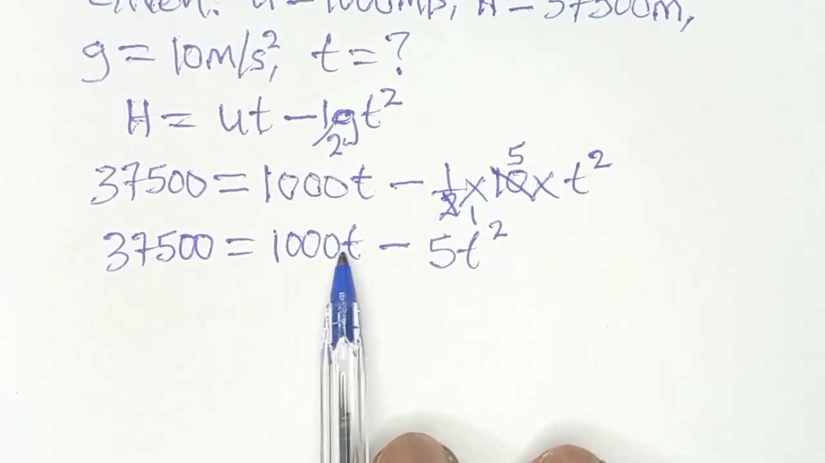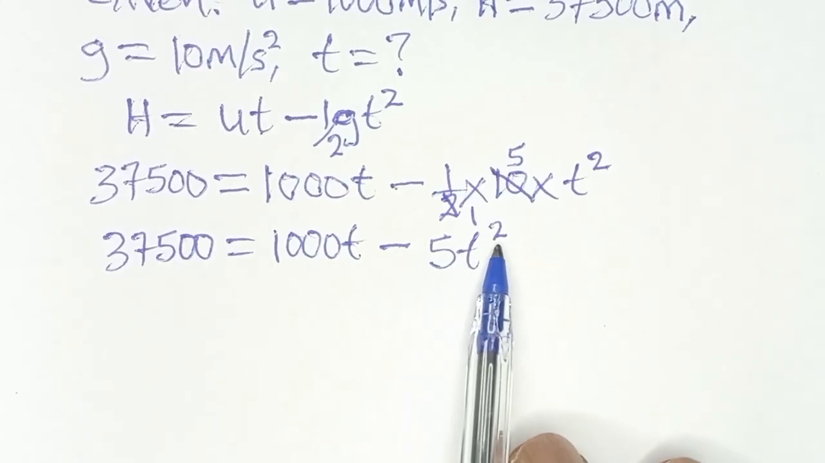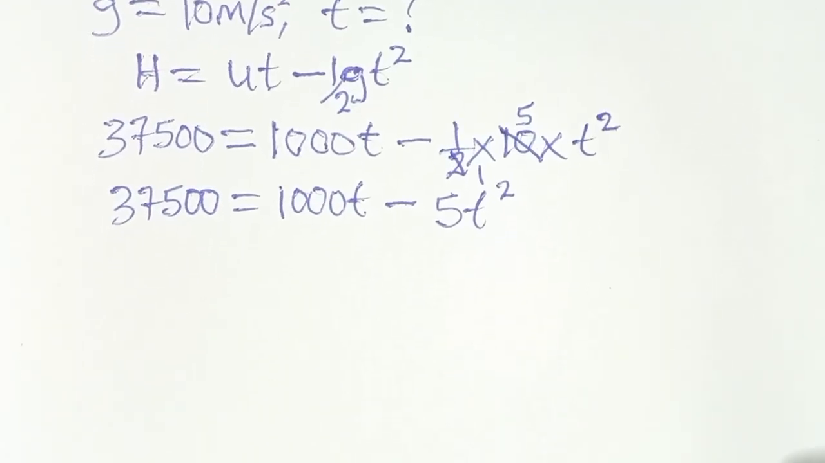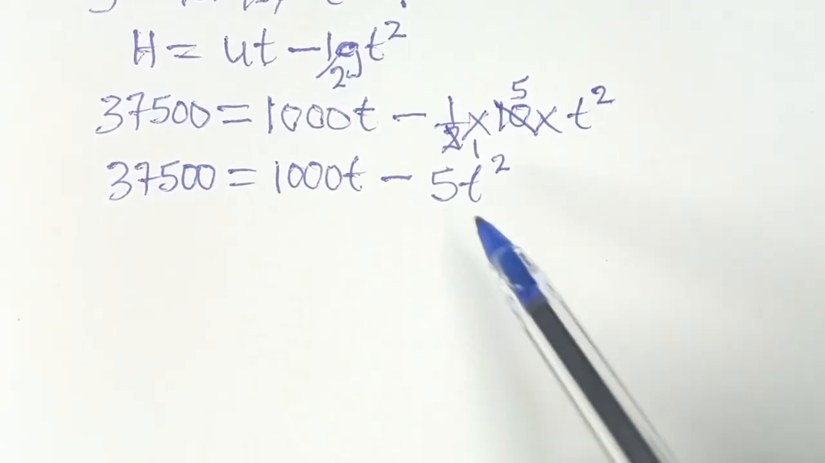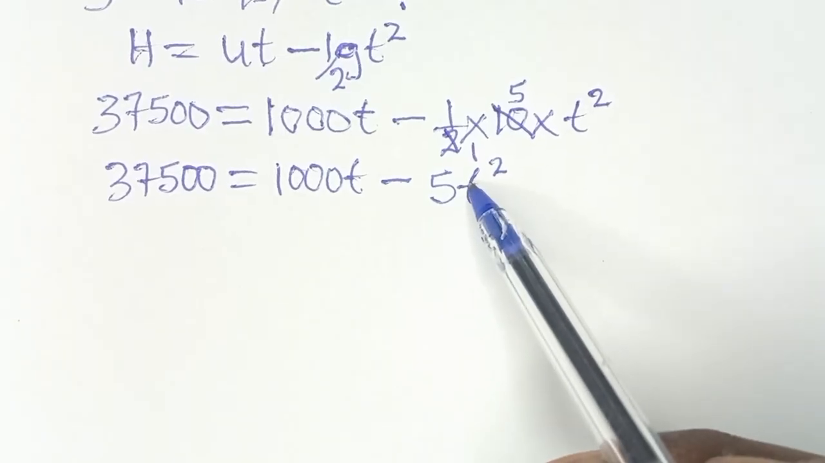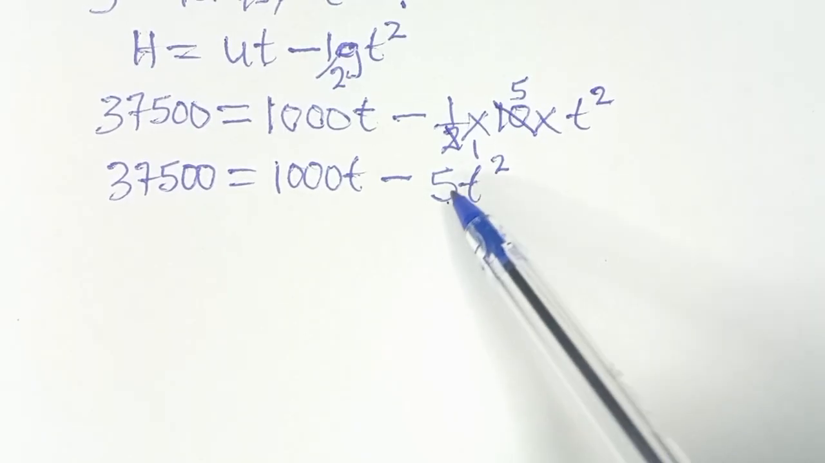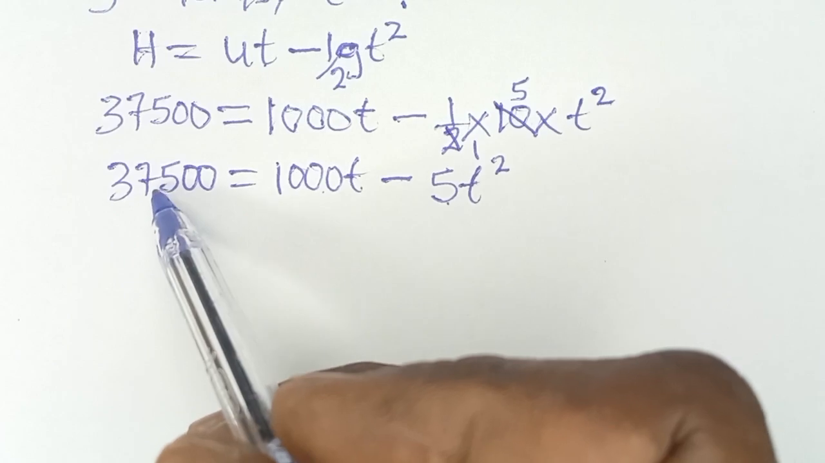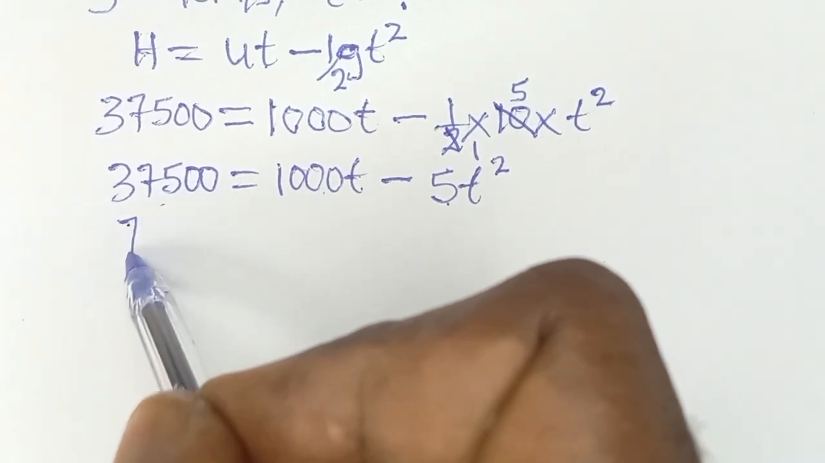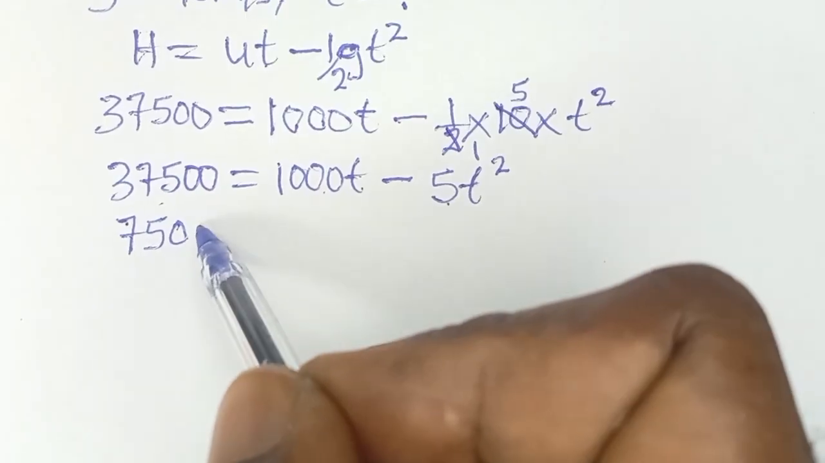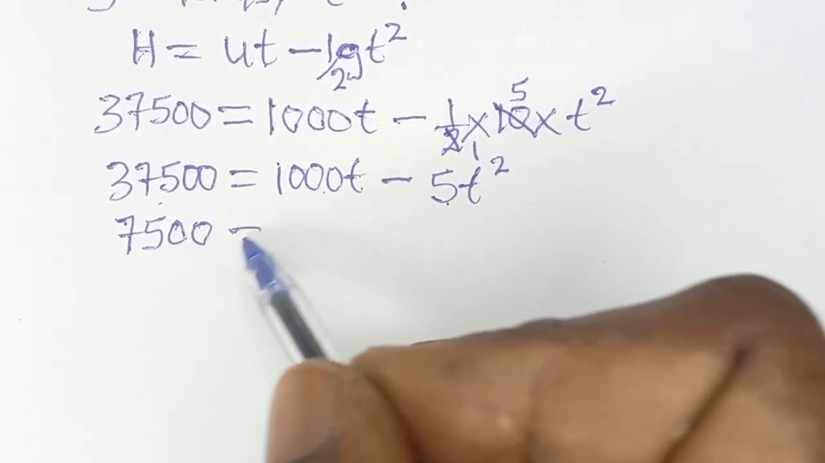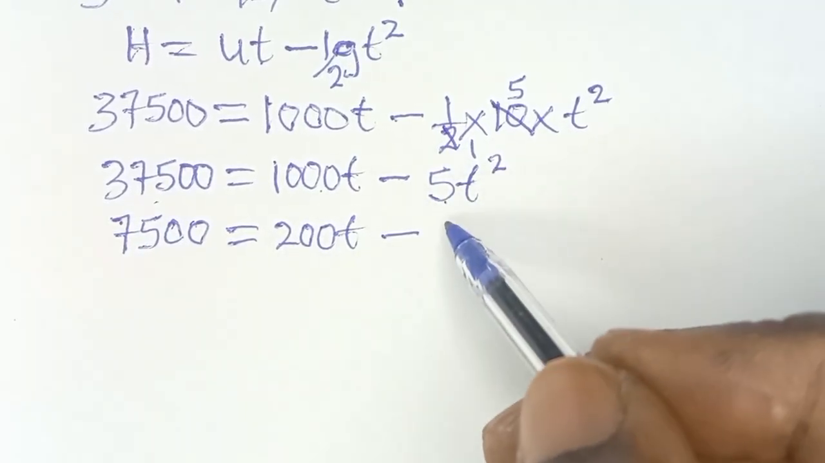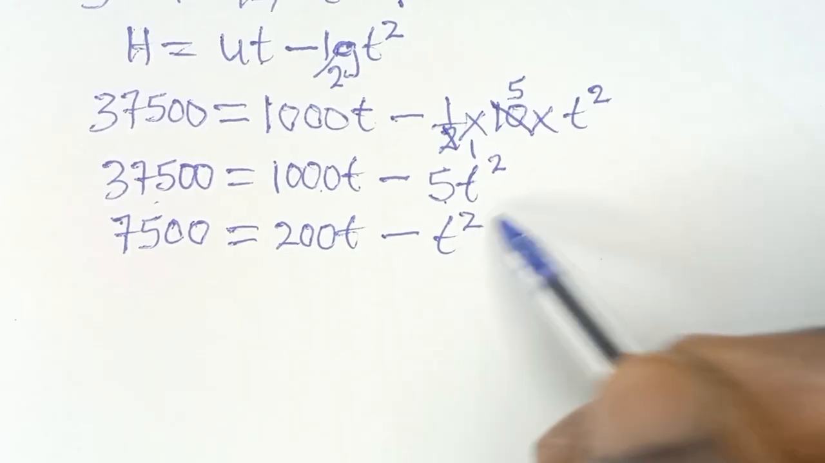Now, this is a quadratic equation because we can say the power of T here is 2. So for us to solve this quadratic equation, we have to try to see if we can make the coefficient of T squared to be 1. Looking at this 5, I think I can divide every term here by 5 so that this coefficient becomes 1. If I divide this by 5, it's going to give me 7,500, and when I divide 1000 by 5, it's going to give me 200T, and then minus, when I divide this by 5, I'll be left with T square.